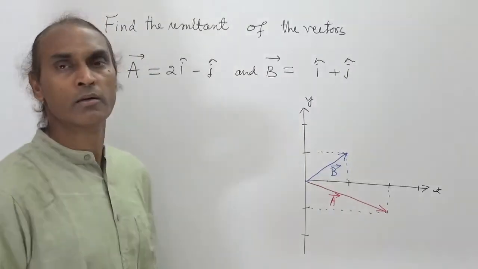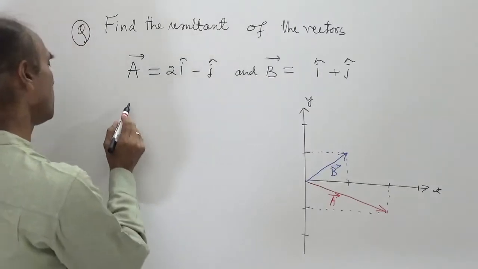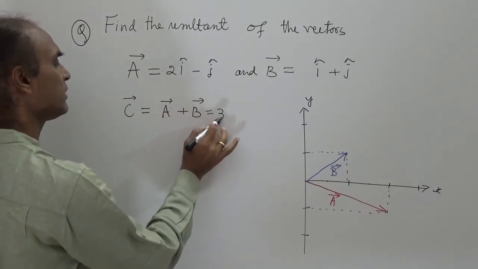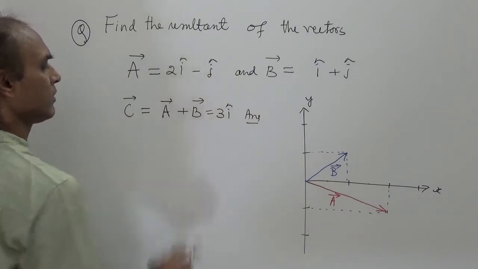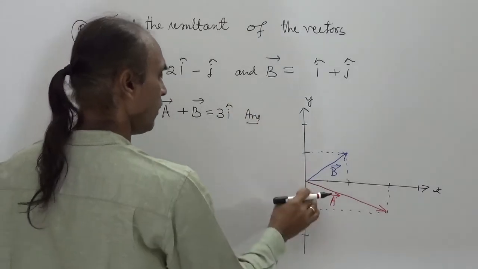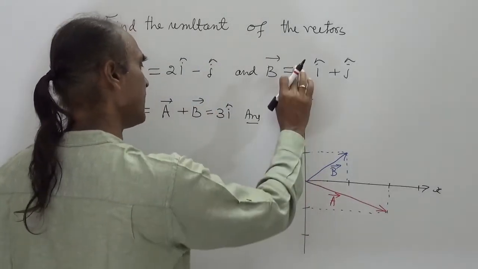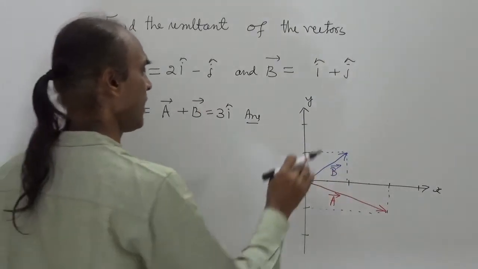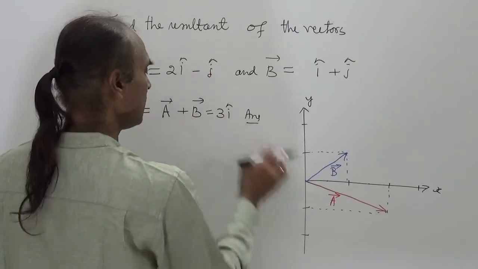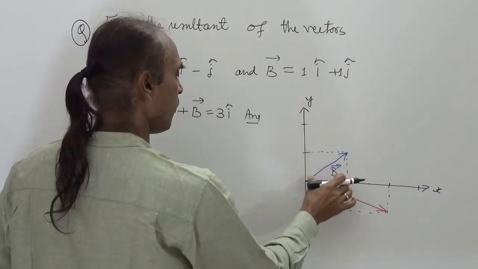I will show the result of these 2 vectors A and B as the vector C in a diagram. That is called the vector diagram. We have got 3i cap. This is vector A, 2i cap, 2 units along positive x direction and 1 unit along negative y direction. Minus j cap is the direction. This is j cap direction, this is minus j cap direction, this is the i cap direction, this is minus i cap direction. So this is A. This x component is 2, y component is 1, negative y direction. And B vector, x component is 1, y component also is 1. This is the B vector.